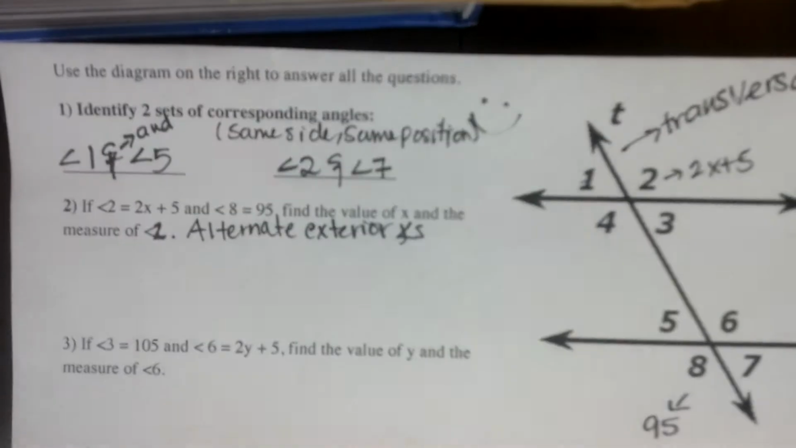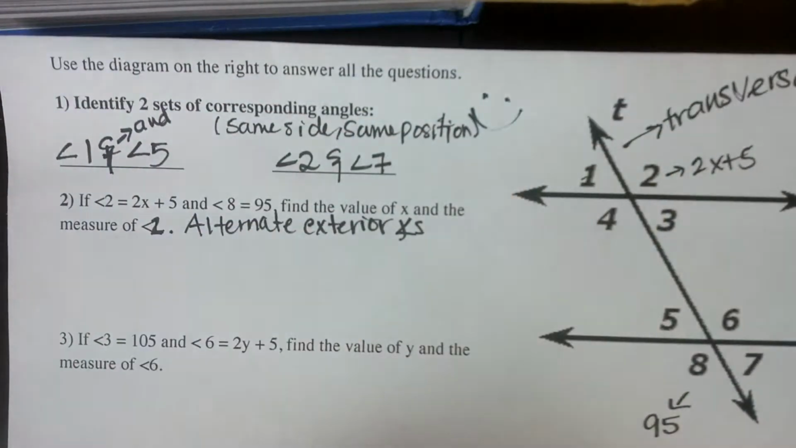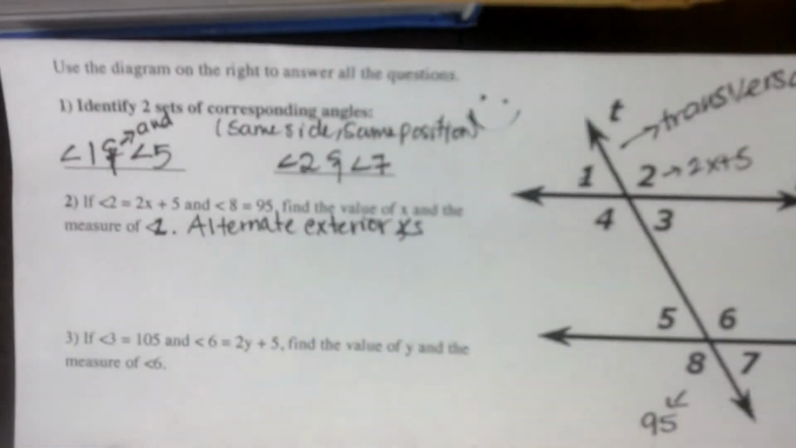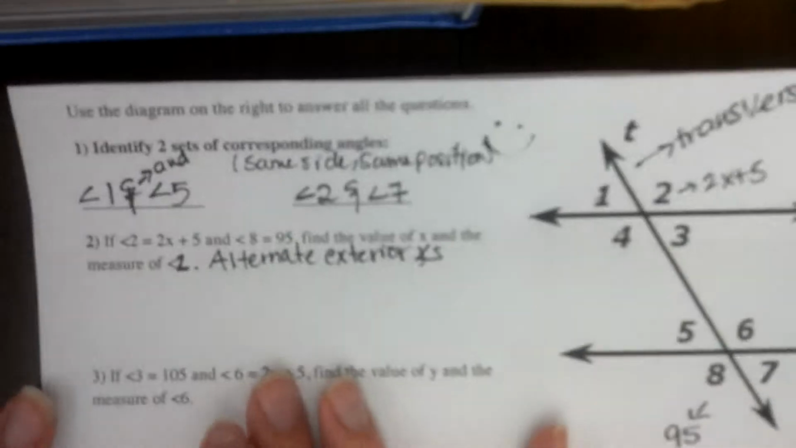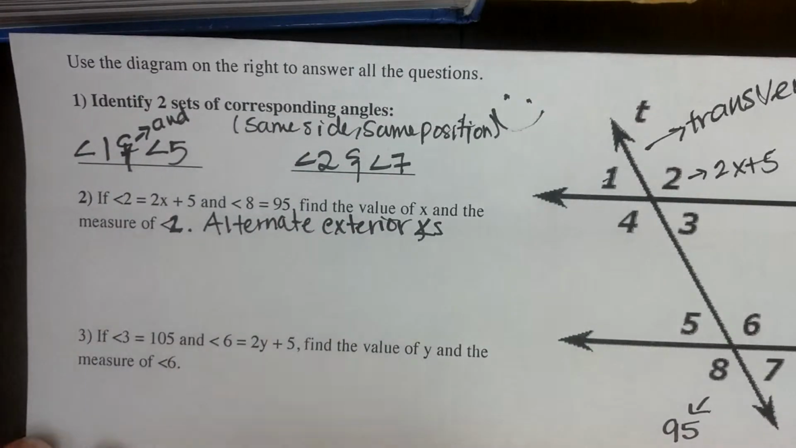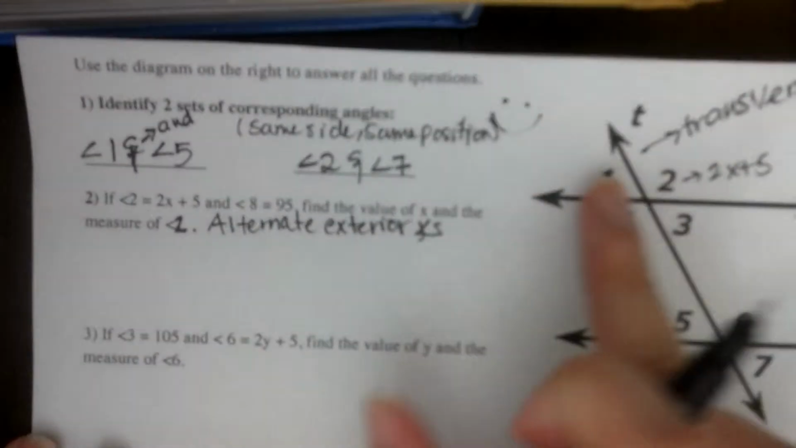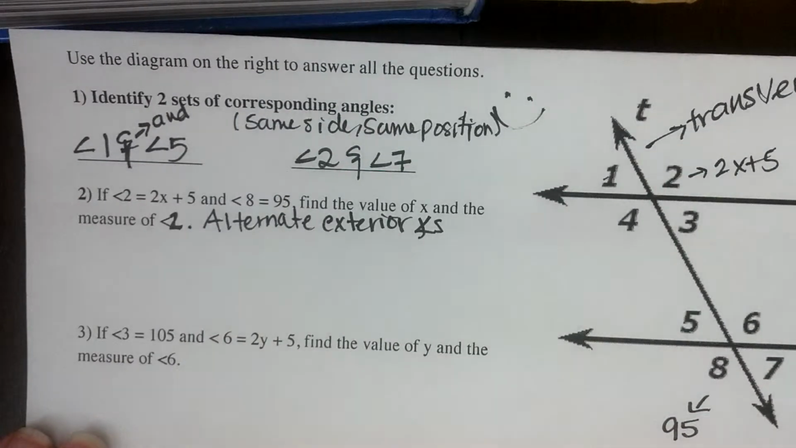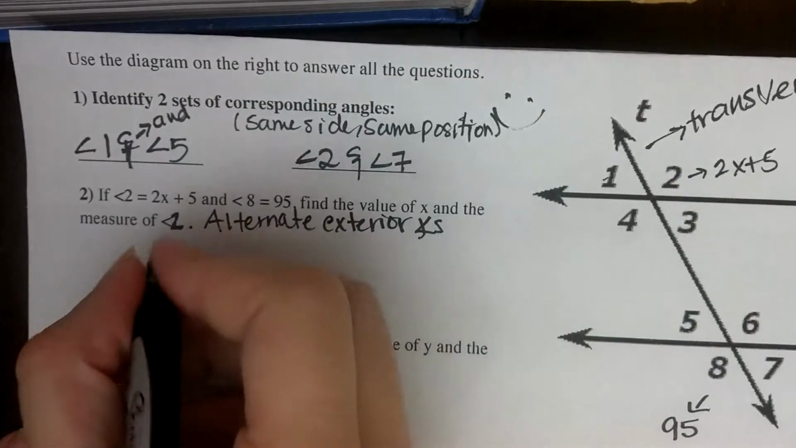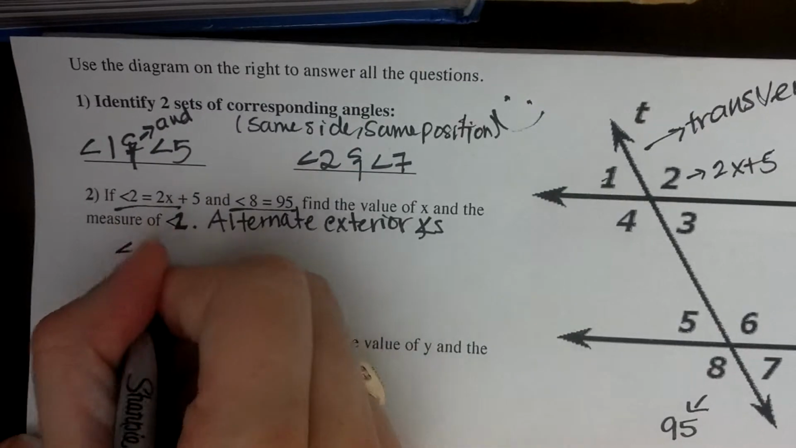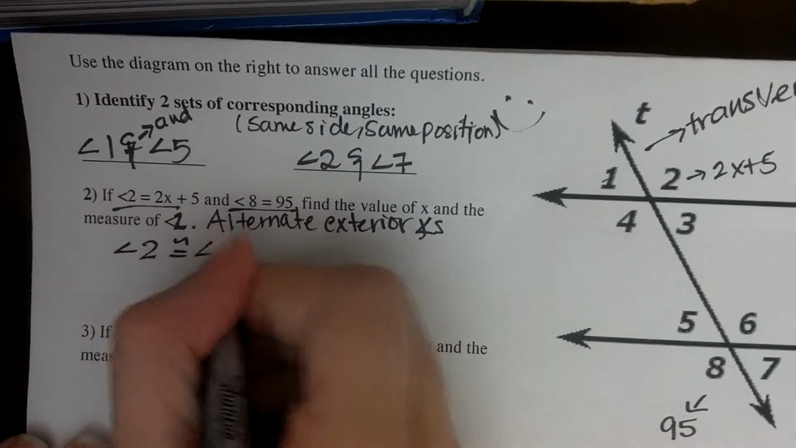And how do I know that they're congruent? Well, they're on opposite sides of the parallel line. That's what makes them alternate, and they're both on the outside. So that means they're alternate exterior angles, and alternate exterior angles, as I remember, are congruent. If we look here, this is an obtuse angle, and this is an obtuse angle. That's a cool way to remember that these are going to be congruent. So when two angles are congruent, I can write a statement that says angle 2 is congruent to angle 8.